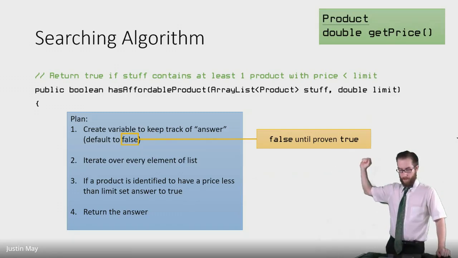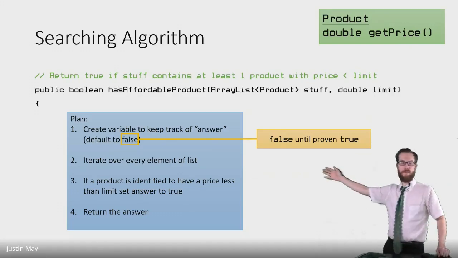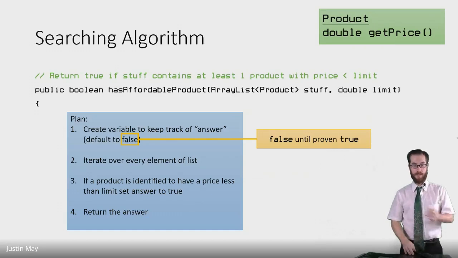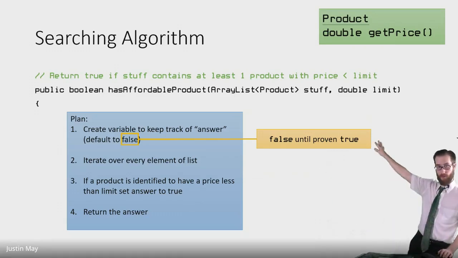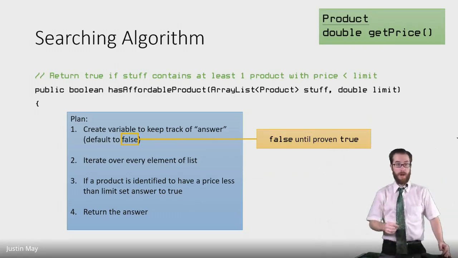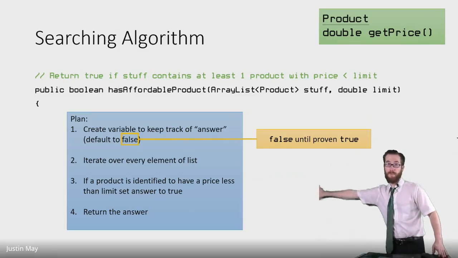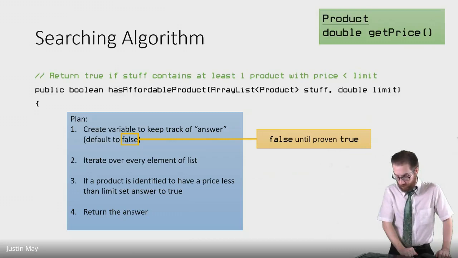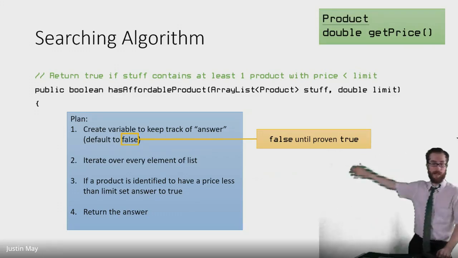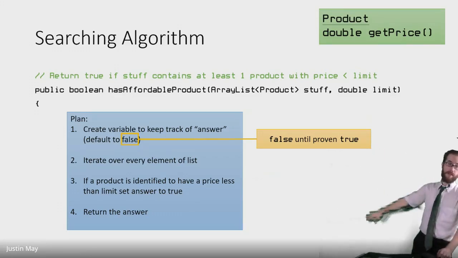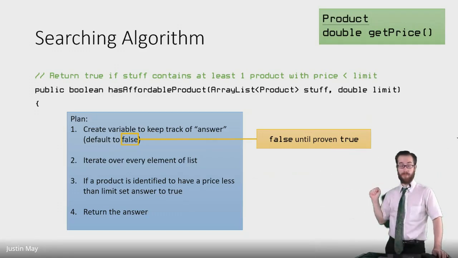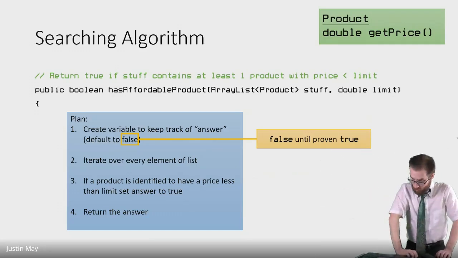And I like to think of this kind of problem as it's false until proven true. So we're going to start by saying the answer to this question, does the list have an affordable product, is false, unless within the loop I can prove that it's true, in which case we'll change our mind and say that it's true. So I don't have to check in this case if the answer is false. We're only checking if it's true, which will override our original default answer of false.